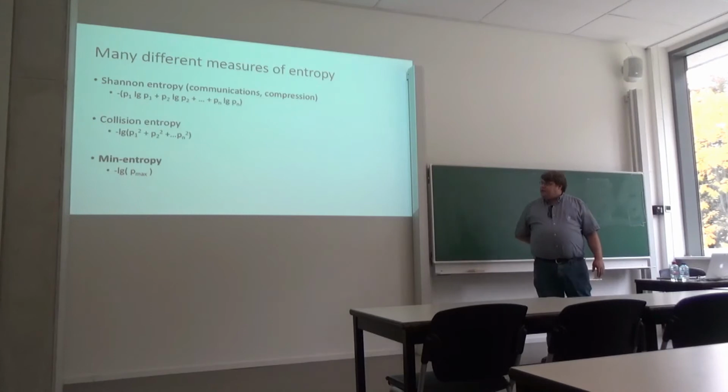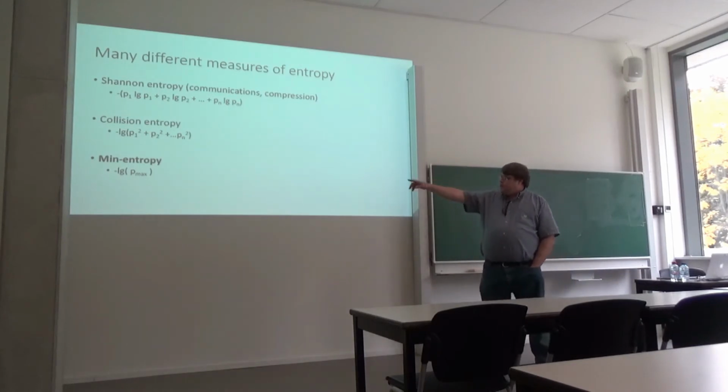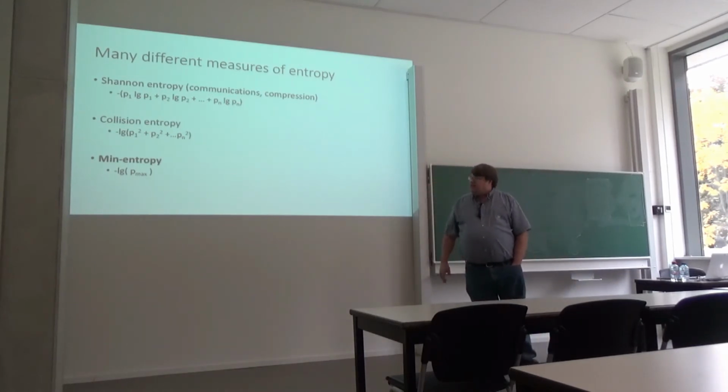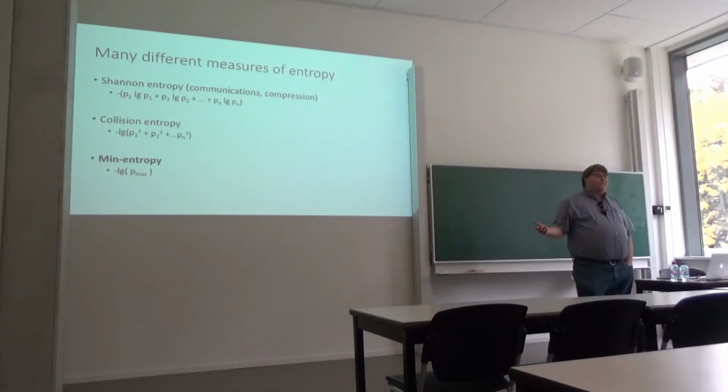Collision entropy is a different measure. You can see the formula here. I hope I wrote these right. I did these slides last night or 2 nights ago, so I hope I didn't mess up the formulas, but I think that looks right. And then min entropy is the negative base 2 log of the maximum probability in a probability distribution.